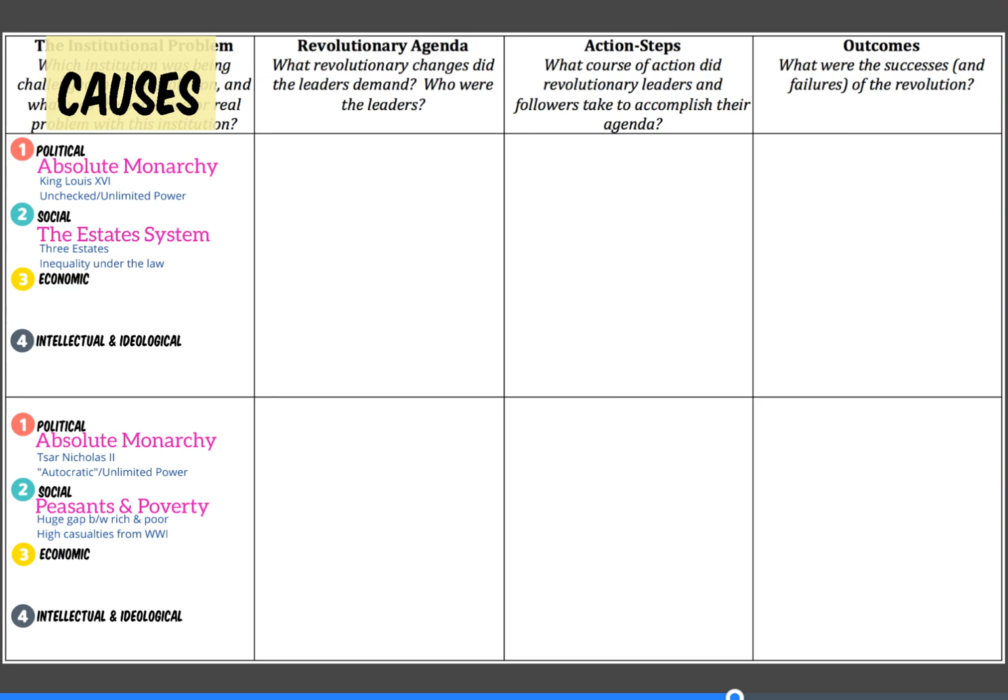And thirdly, economic issues. So in France, there's a financial crisis. And in Russia, there's also a financial crisis that leads both of these countries right to the brink of a revolution. The financial crisis in France was caused by two things.